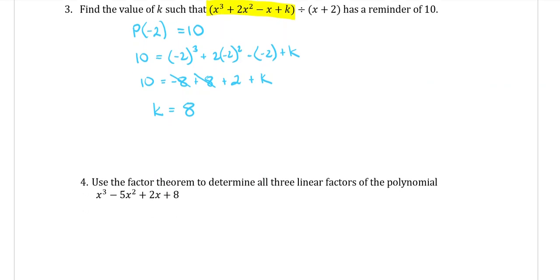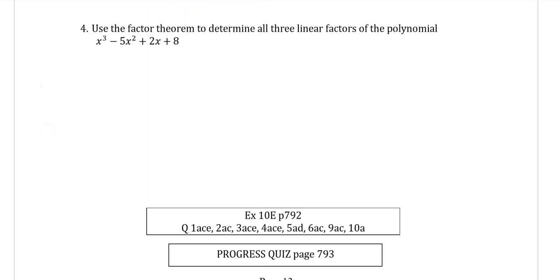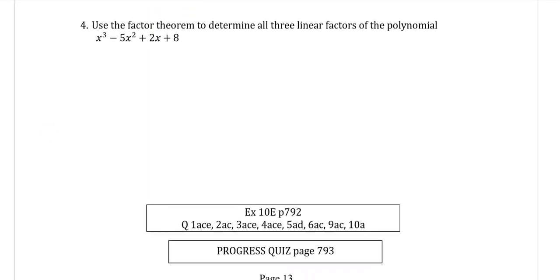Question 4. Use the factor theorem to determine all 3 linear factors of the polynomial. Now, this is an x cubed equation. It's a degree 3, which means that for a cubic equation, we would expect there to be 3 factors. And the question is telling me that there is 3 factors. The trouble is, I need to find them, and I don't even know any to start with.